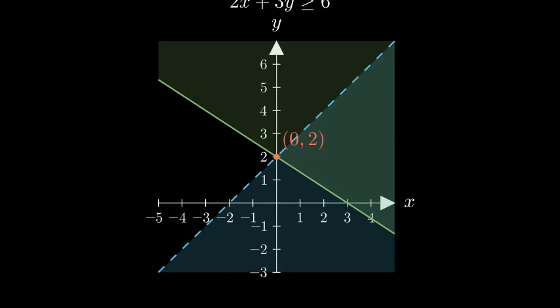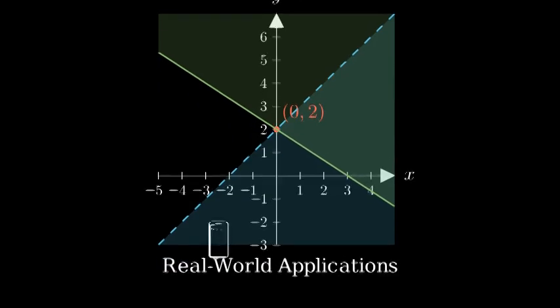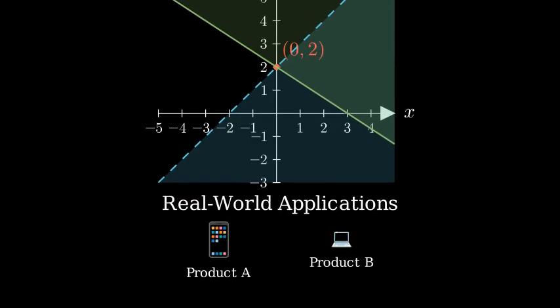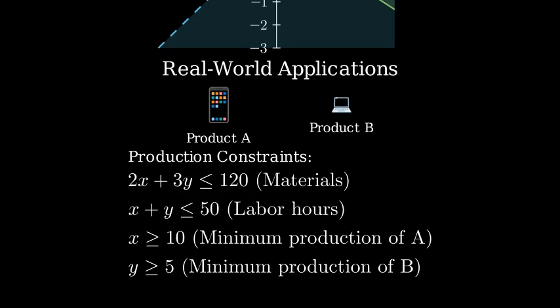Linear inequalities have many real-world applications. For example, in business, they can represent constraints on production, budgeting, or resource allocation. Imagine a company that makes two products, product A and product B. They have constraints on production capacity, material availability, and labor hours. These constraints can be expressed as a system of linear inequalities, and the solution region represents all possible production combinations.